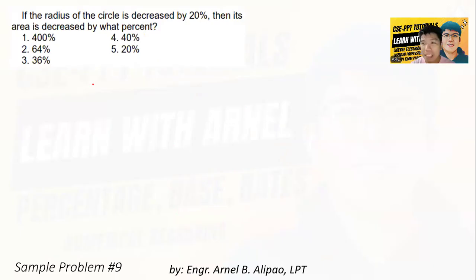Oh, this one is quite challenging. I would say this is mediocre or difficult. If you can get this right, then you are ahead of your competitors. If the radius of the circle is decreased by 20%, then its area is decreased by what percent? So I hope you are familiar with radius already. Otherwise, you cannot solve this problem. Okay? So let me briefly discuss it to you.